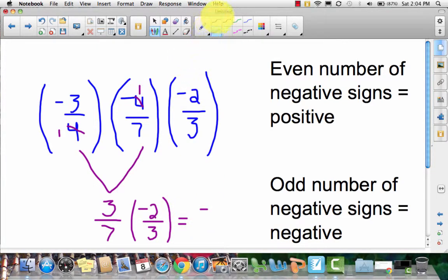I know that I can cross cancel the 3 and the 3 and make both of them 1s. And I'm going to multiply normally. So if I multiply the numerators, 1 times 2 is 2, and 7 times 1 is 7. So my solution to this problem would be -2/7.